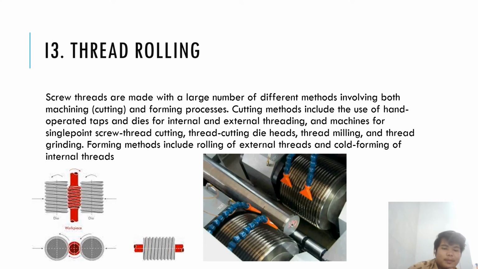Thread rolling. Screw threads are made with a large number of different methods involving both machining, like cutting, and forming processes. Cutting methods include the use of hand-operated taps and dies for internal and external threading, and machines for single-point screw thread cutting, thread cutting die heads, thread milling, and thread grinding. Forming methods include rolling of external threads and cold forming of internal threads. So here we can see the previous part is just this, and it's going to be pushed and the die here is going to be working on the workpiece to make the thread rolling.